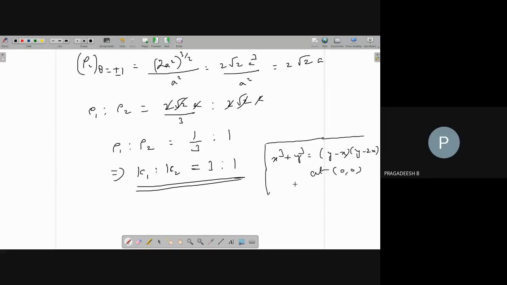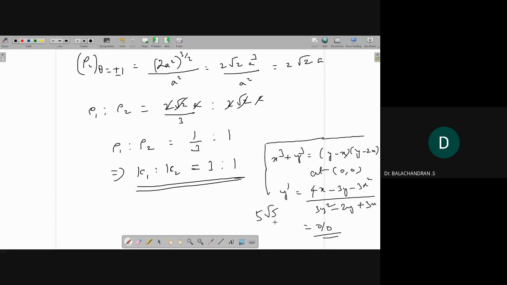Sir, I got dy by dx as 4x minus 3y minus 3x square by 3y square minus 2y plus 3x. If you substitute 0, 0, you get 0 by 0. But I don't know how to proceed further. But the answer in the book is given as 5 root 5 by 80.